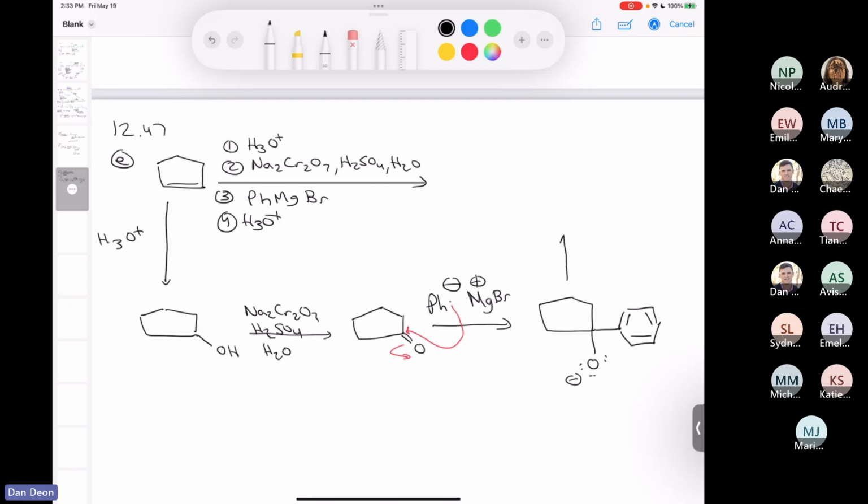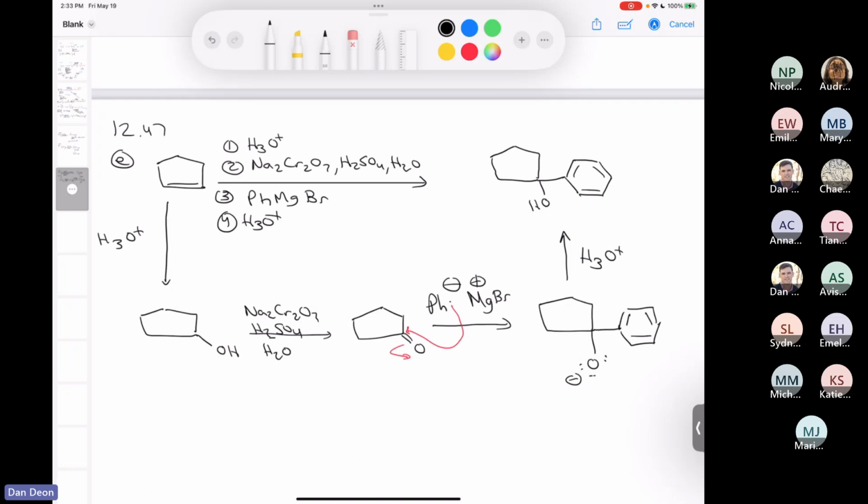And then in the last step, we treat that with aqueous acid. And that's just going to do a proton transfer. And so we're going to end up with our final compound, which is going to be this tertiary alcohol. And there we have it. All right, kind of a neat reaction sequence there to make a tertiary alcohol.